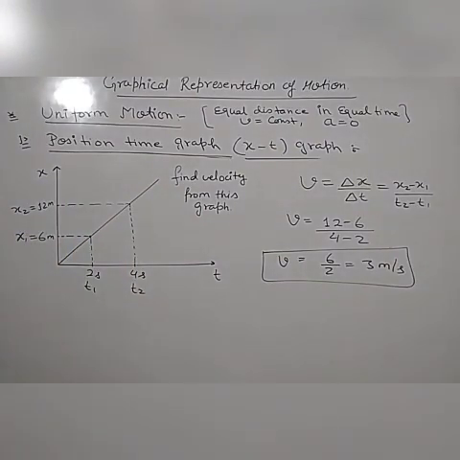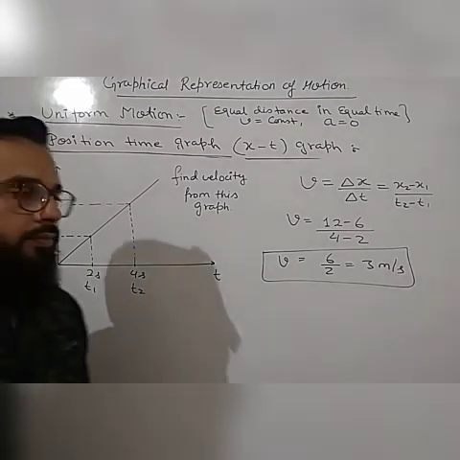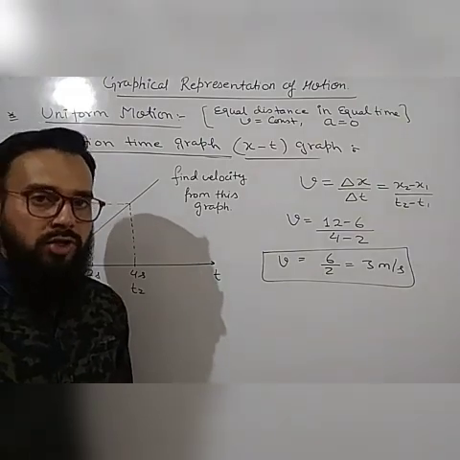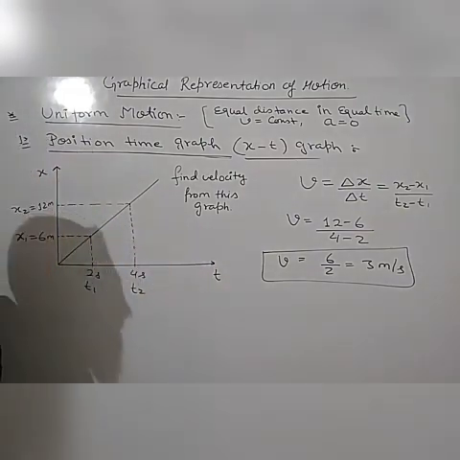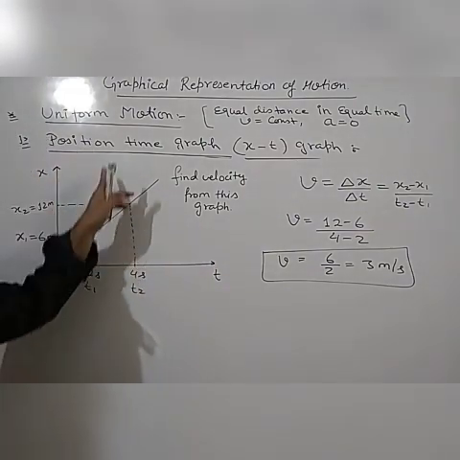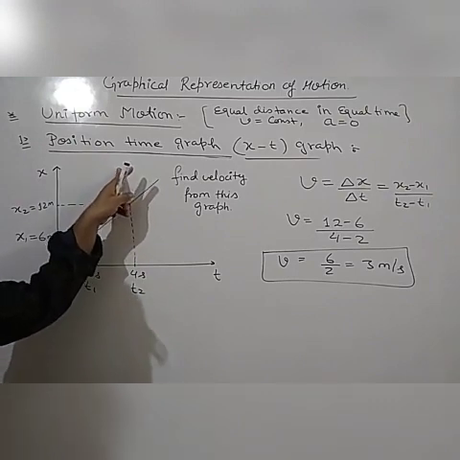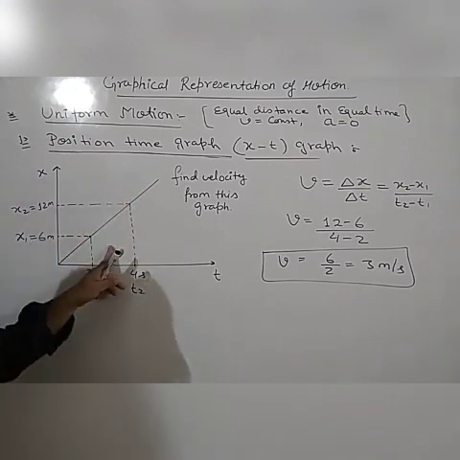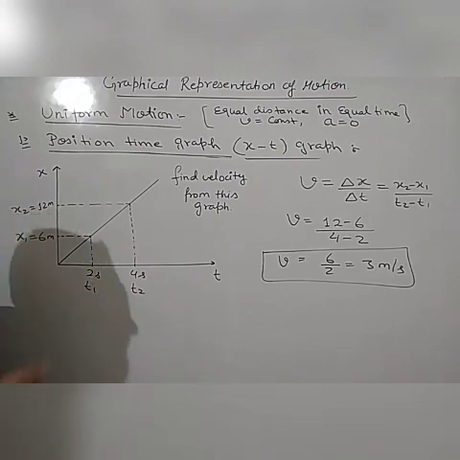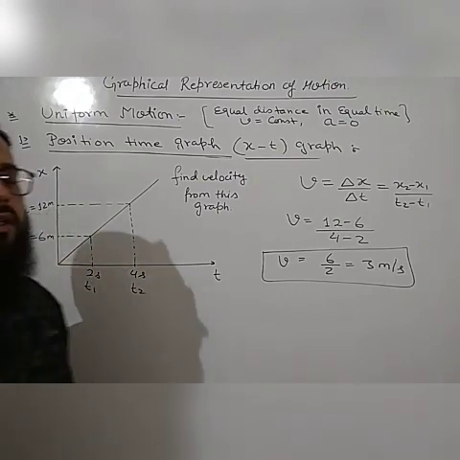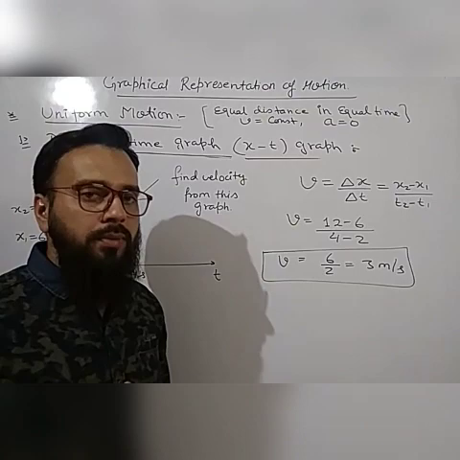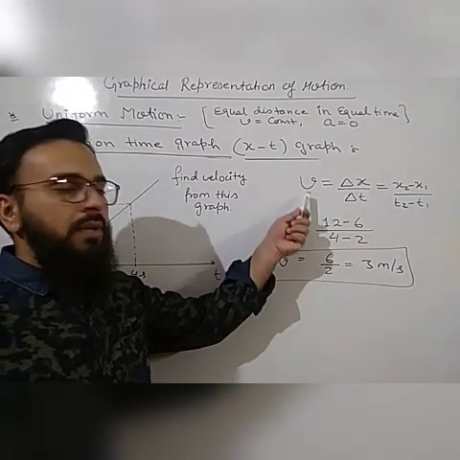So in this way, you can find the velocity from the position time graph of a body performing uniform motion. You have to remember the shape of the graph. How does it look like? The position time graph of uniform motion is a straight line. And what does it represent? It gives us the velocity by finding the slope.